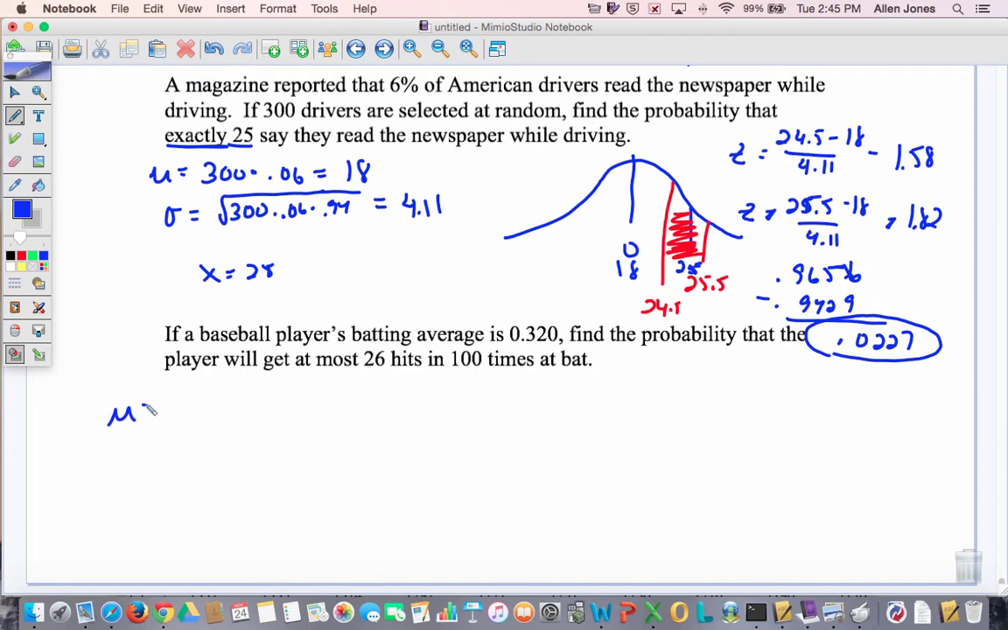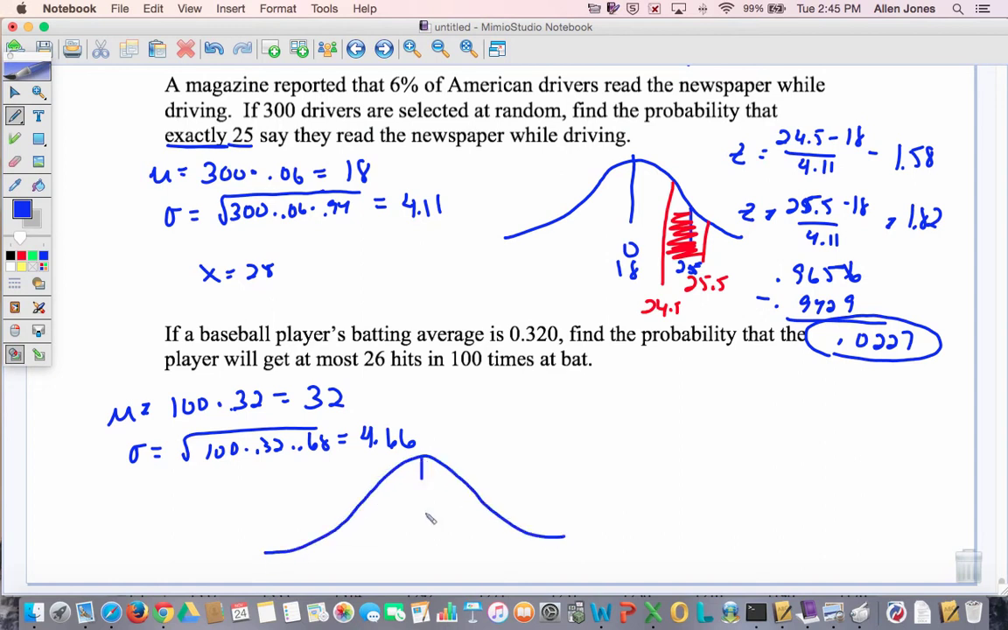So our mean is n times p. We have 100 times at bat. Our probability of getting a hit is 0.32. 32% of the time we get a hit. So our average, we expect to get 32 hits in 100 times at bat. Our standard deviation is the square root of 100 times 0.32 times 0.68, and that gets us 4.66.